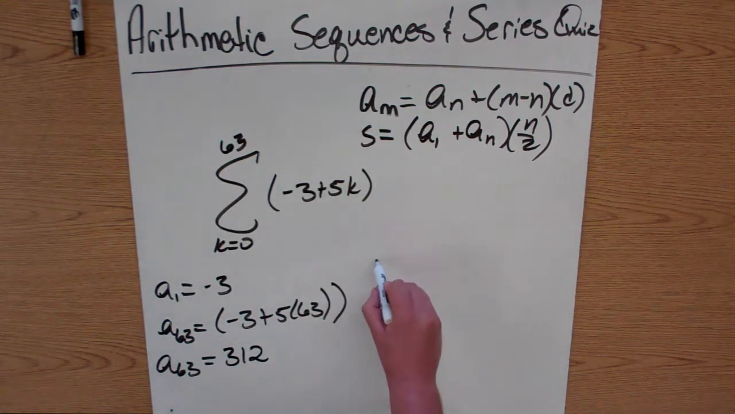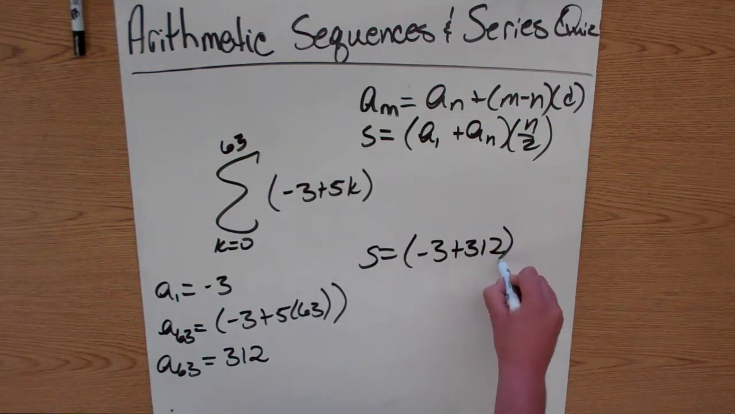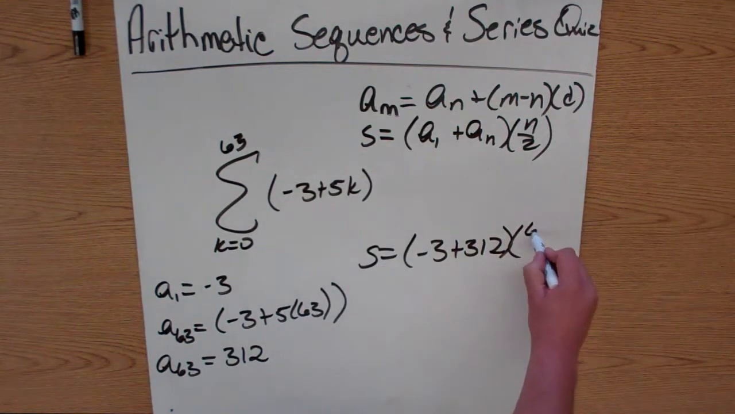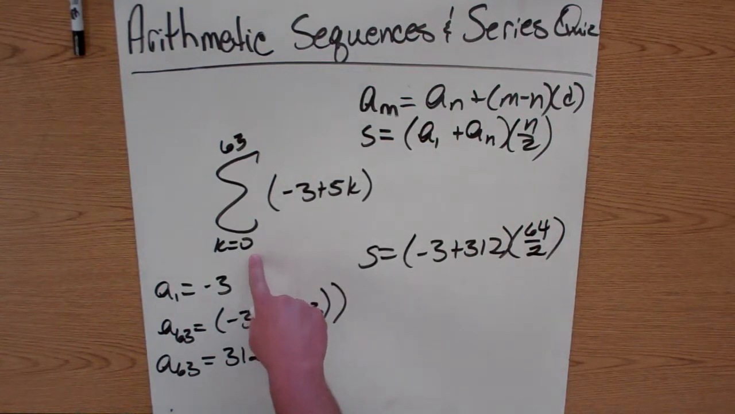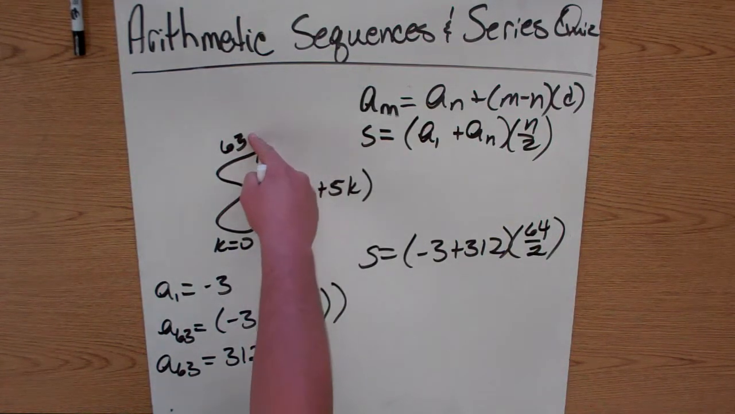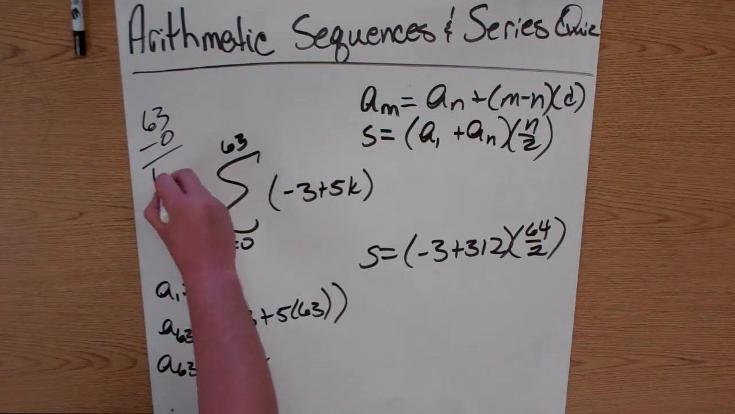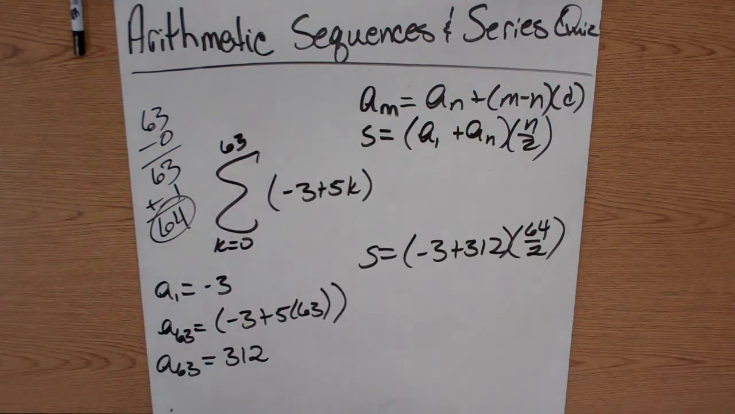Now we're going to plug into the sum formula. Negative 3 plus 312 times 63 minus 0 is 63 plus 1 is 64 over 2. Because remember, if this is anything other than 1, take the top, subtract the bottom. 63 minus 0 is 63. Add 1 is 64. That is your total number of terms.